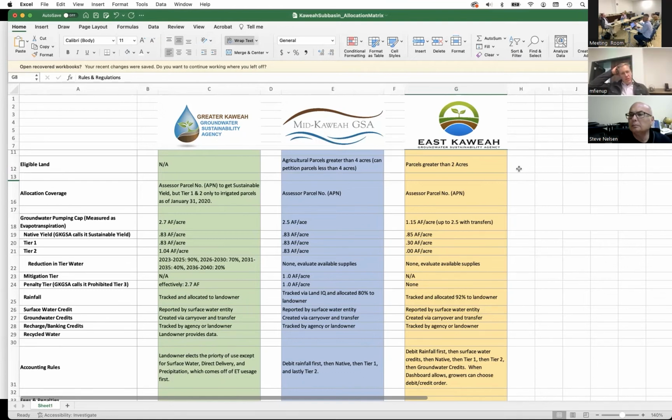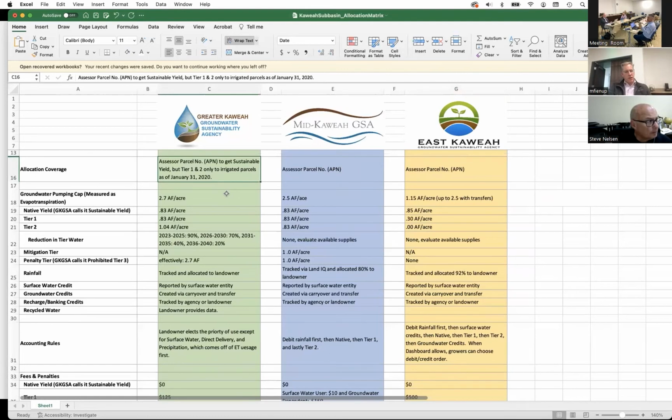Yep. So notice that in East Kaweah, any parcel 2 acres or larger gets an allocation, which really in this case means a cap, and then that is 4 acres in the Mid-Kaweah. And then I realized I think I got that wrong in the Greater Kaweah. I don't know if Eric's online, but I think it's irrigated agriculture as of 2020. That's what it says down here for allocation. Oh, okay. So that's probably what it was. It was the allocation only counts.